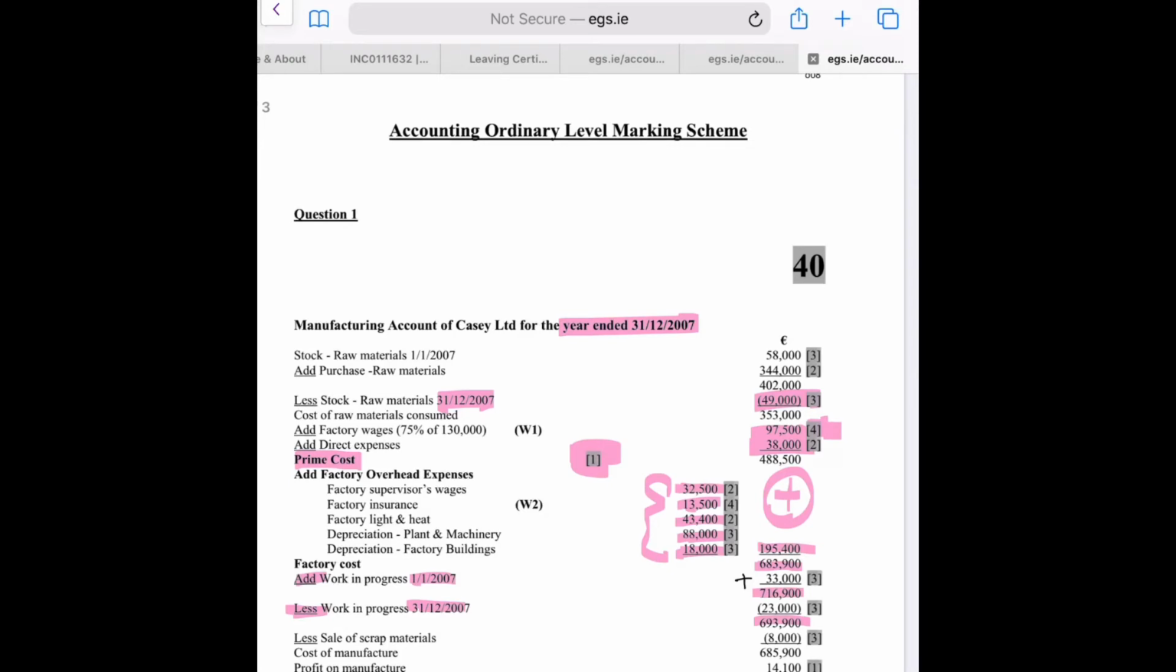Another example would be if you were making t-shirts and you had a bit of fabric left over and you sold it on. That would be the sale of scrap material, okay? So you're reducing your cost and that's why you're subtracting it. So that brings us then to the cost of manufacture. In some questions, that will be your end point.